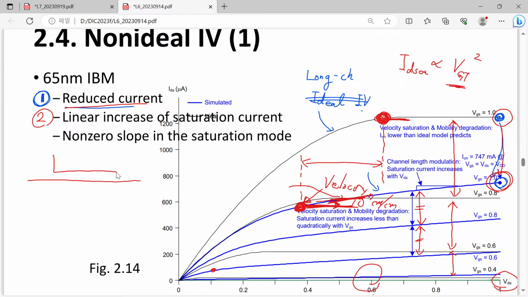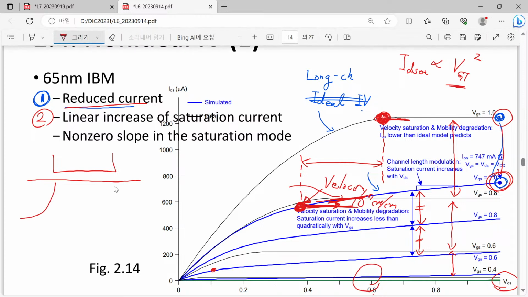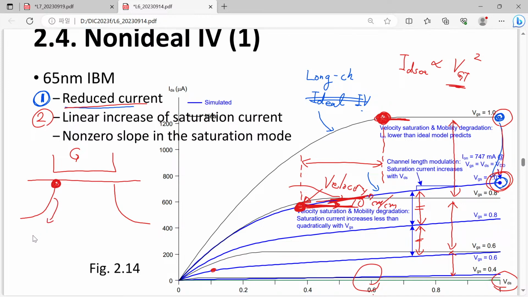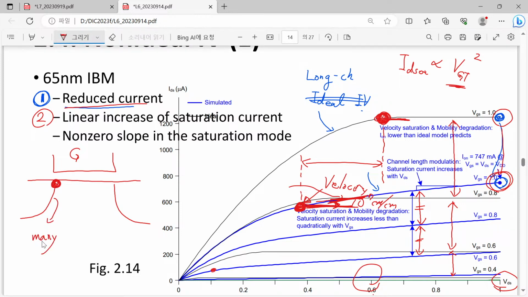We are now considering an extremely short device. So, a short device, and here we have the source and drain. When we apply a certain gate voltage, we will have a lot of electrons, so many electrons. And how about this one? This point is important.